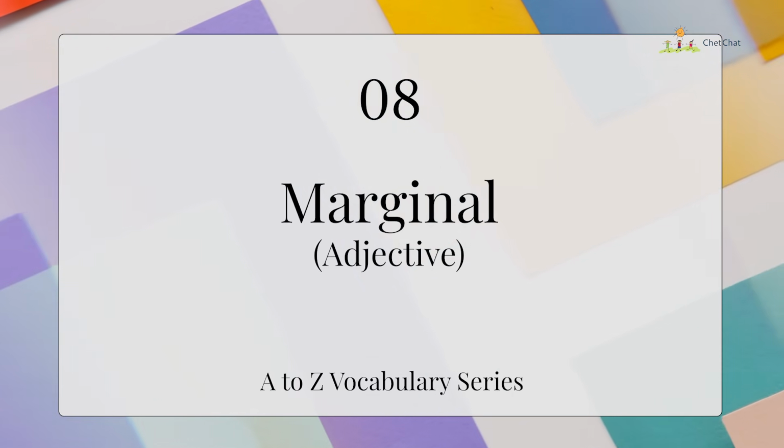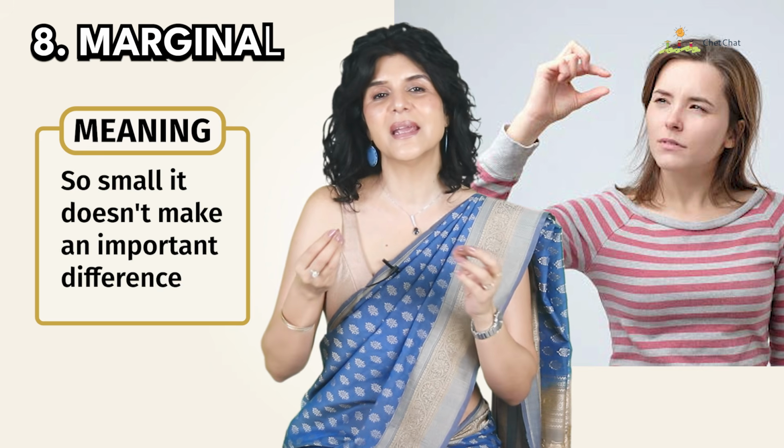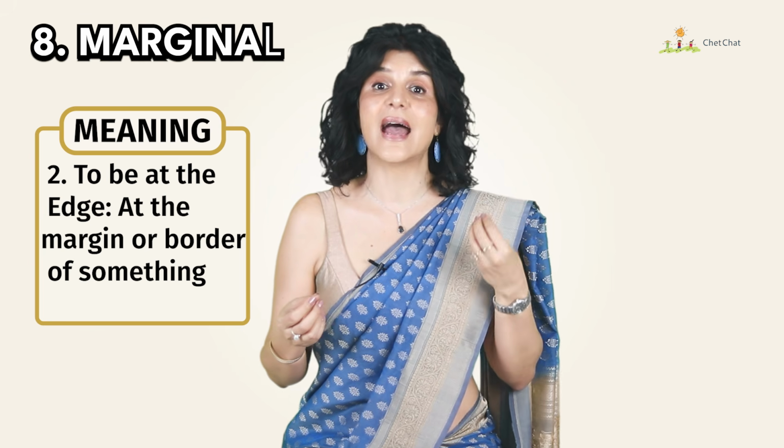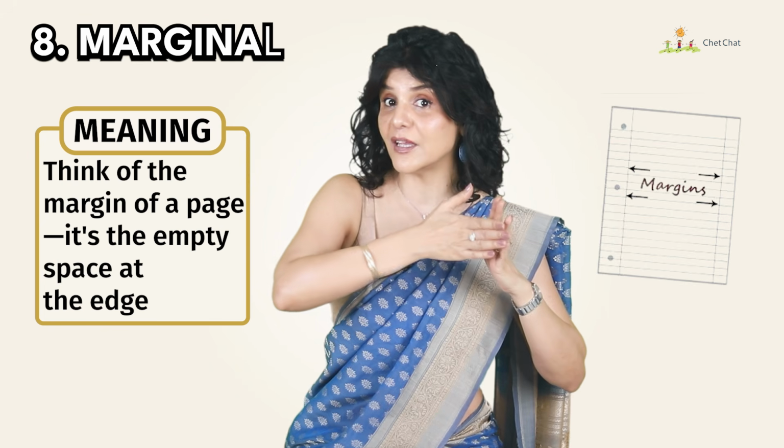Our next word is marginal. Marginal has two main meanings. One is unimportant or small. So small that it doesn't make an important difference. And the second meaning is to be at the edge, at the margin or border of something. Think of the margin of the page.